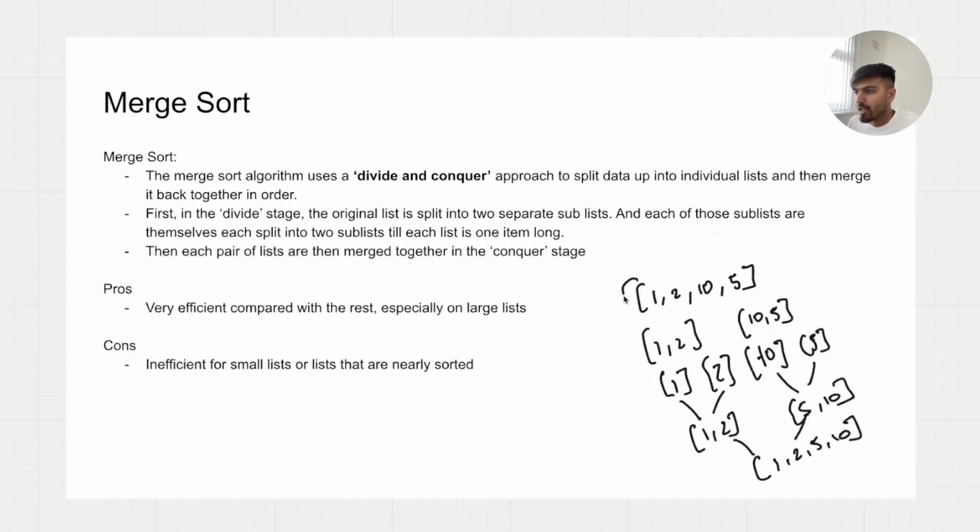So this part over here is called the divide, and the last part is called the conquer. This is very efficient. However, it's inefficient for small lists or lists that are nearly sorted. For example, here we could just use an insertion sort that will probably be more efficient than having to split.